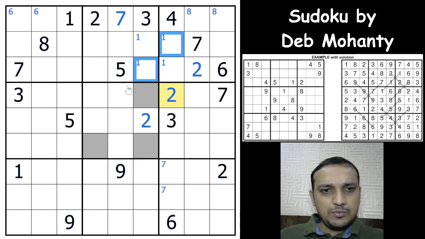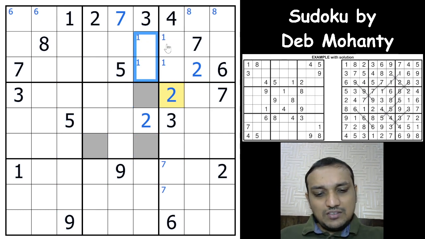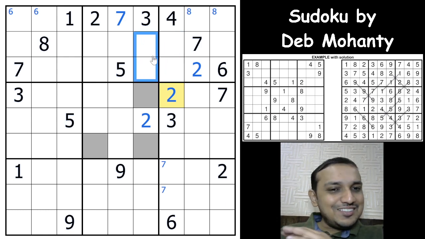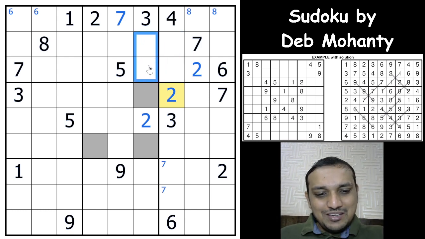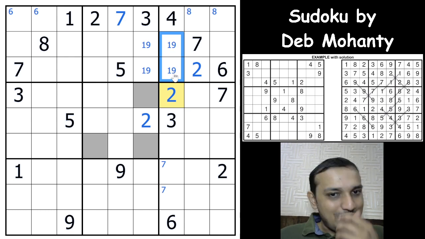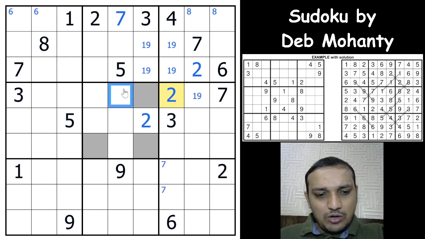Either it will be these 2 cells, or these 3 cells, or these 3 cells. So whatever be the case, again amazing logic. Wow guys, this is amazing. Now whatever be the case, you will always have a 1 9 pair here. Amazing. So you will have either 1 or 9 here and 1 or 9 here.